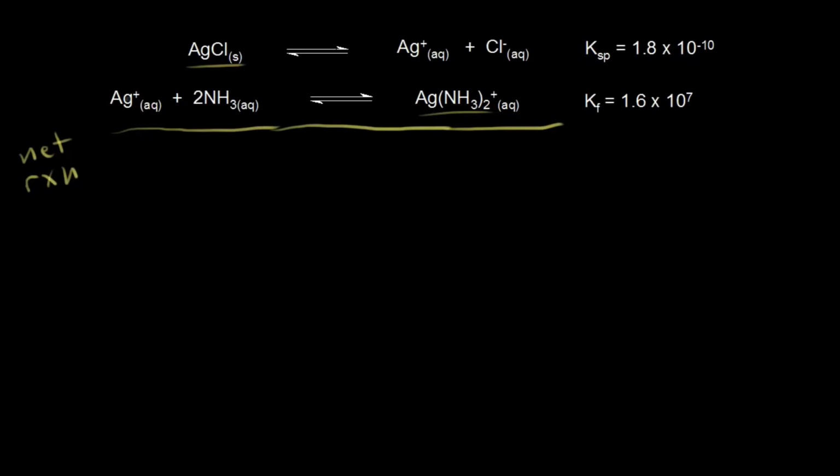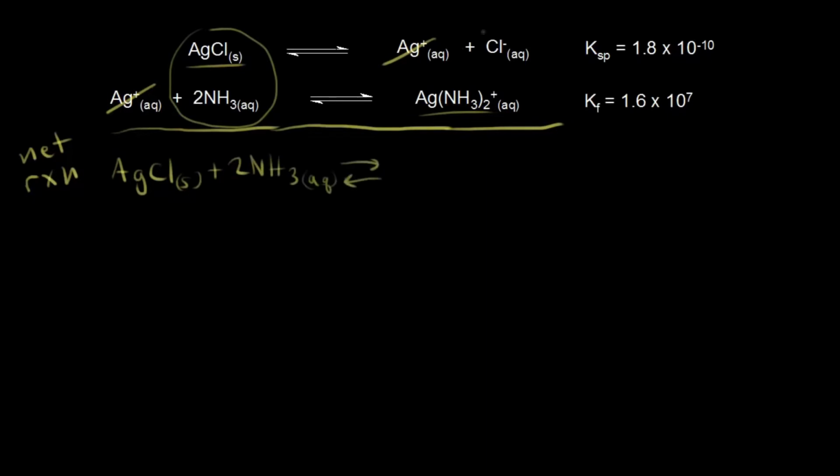We have silver cations on our reactant side and on our product side, so we can take those out. For our net reaction, our reactants are solid silver chloride plus ammonia, and our products are our complex ion and chloride anions, Cl-. So that's the net reaction.